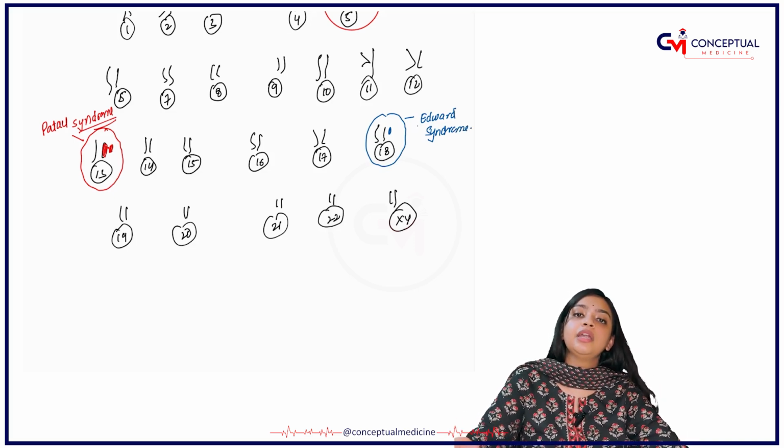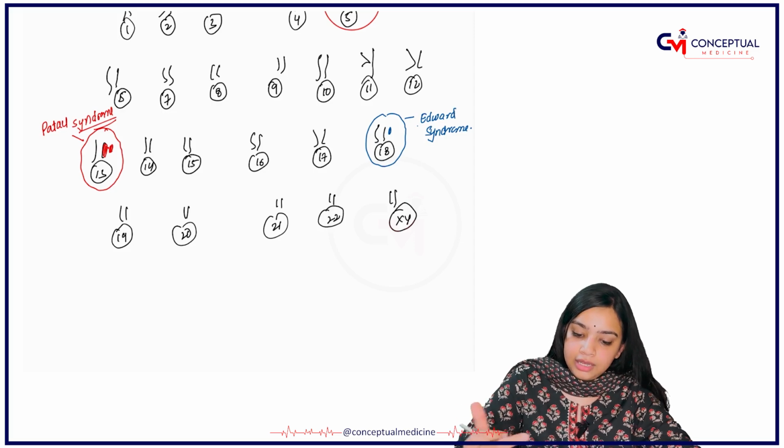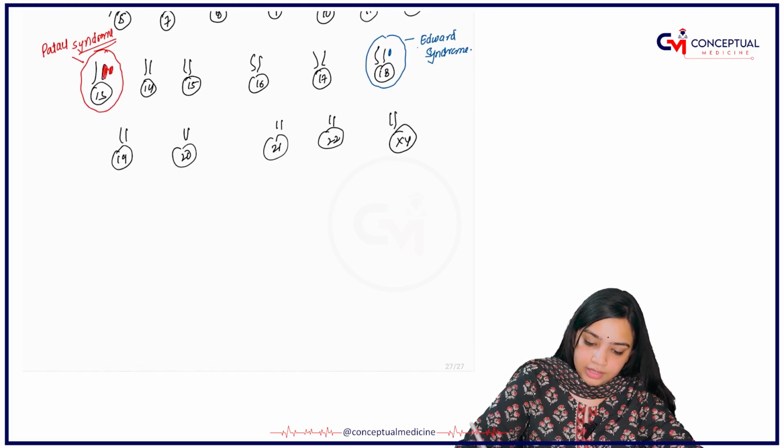Because we have seen the mnemonic, E for E. What is the age at which you are able to participate in the process of election? That is the age 18. And E for E, election is E and Edward is also E. Next, very important.